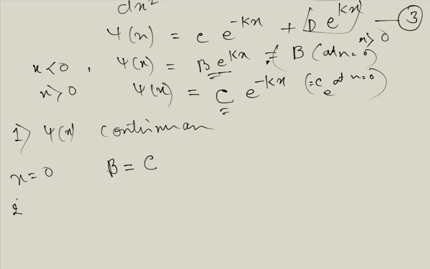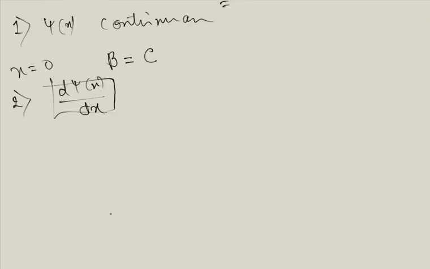And again, the second boundary condition says that the first derivative of psi of x should be continuous everywhere when the potential is finite. But in this case the potential is infinite at x equals 0. So what will we do? Why is the first derivative of psi of x continuous everywhere? To see that, we will have to look at the Schrodinger equation again.